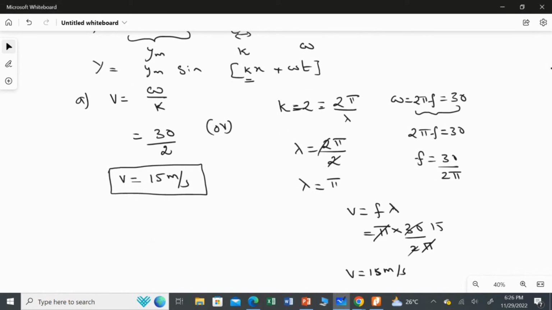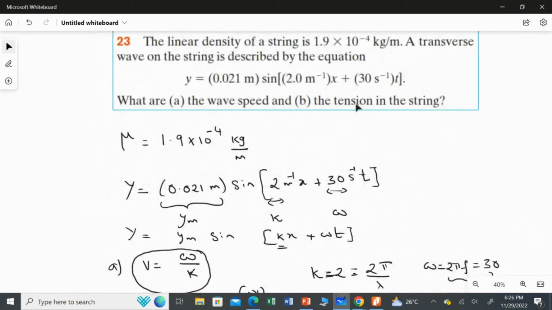Clear? So you have to see how many steps we have to do for this method. But if you know this rule, v = omega over k, we can get the answer directly. Clear? So you can choose any one of the methods. Understand? Okay. Now we have to go for the second question.